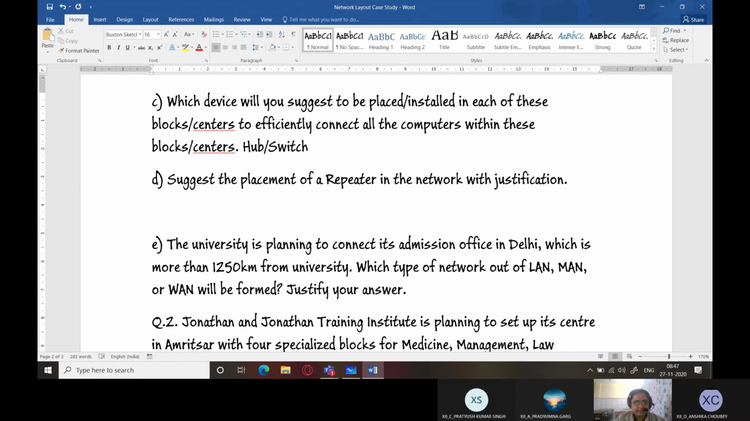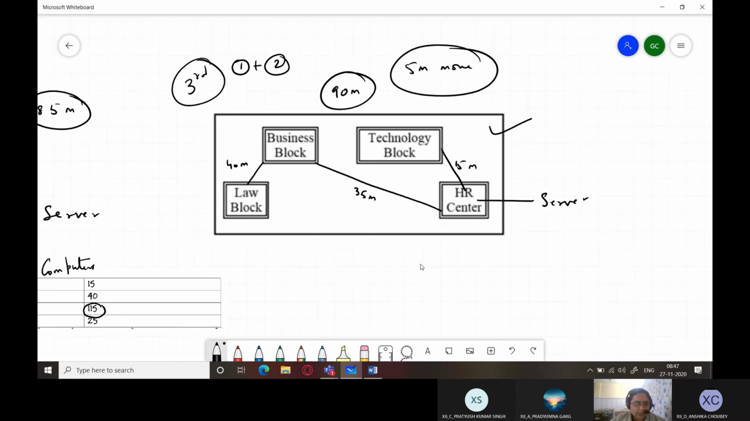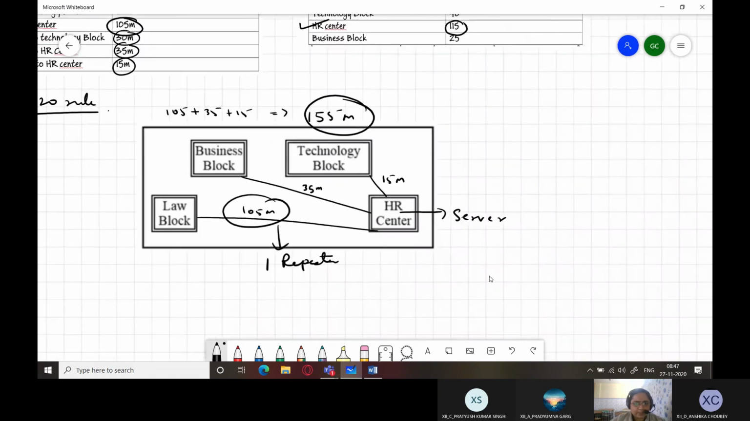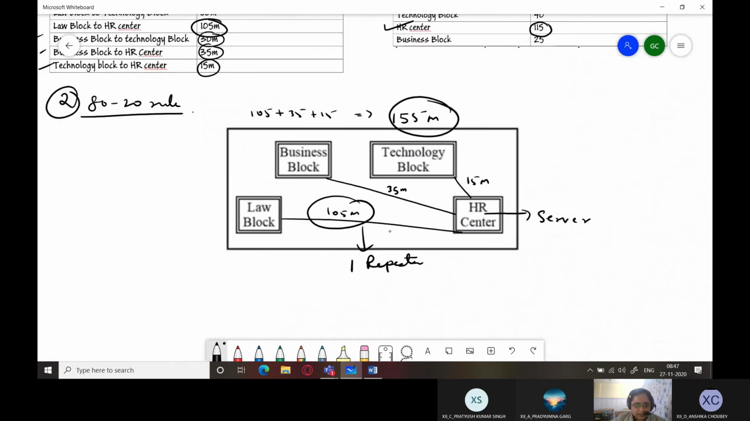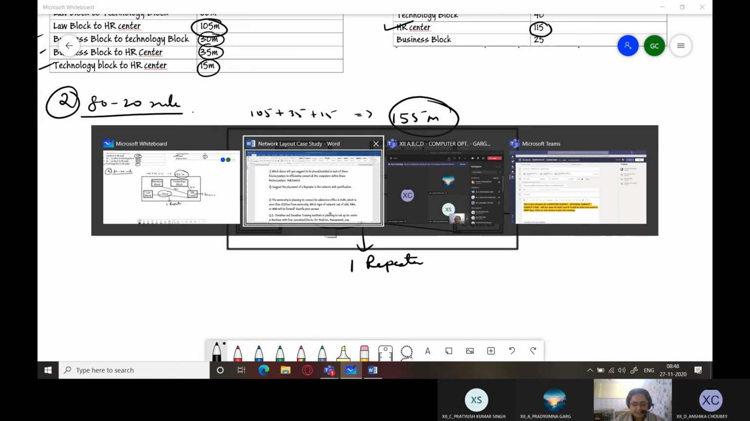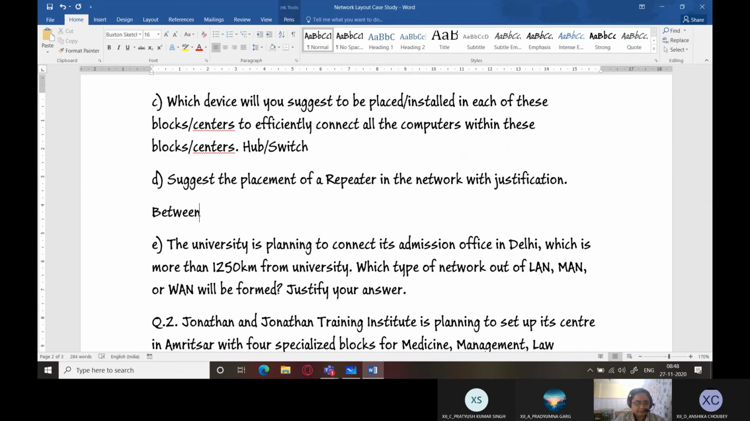Placement of repeater in the network with justification. Where will you place the repeater? In case you are going for the second option, the 80-20 rule option, the repeater will be placed between law block and HR center, right? Because it's the only distance which is greater than 100 meters. Fine? Between law block and HR center, 105 meters, which is greater than 100 meters.